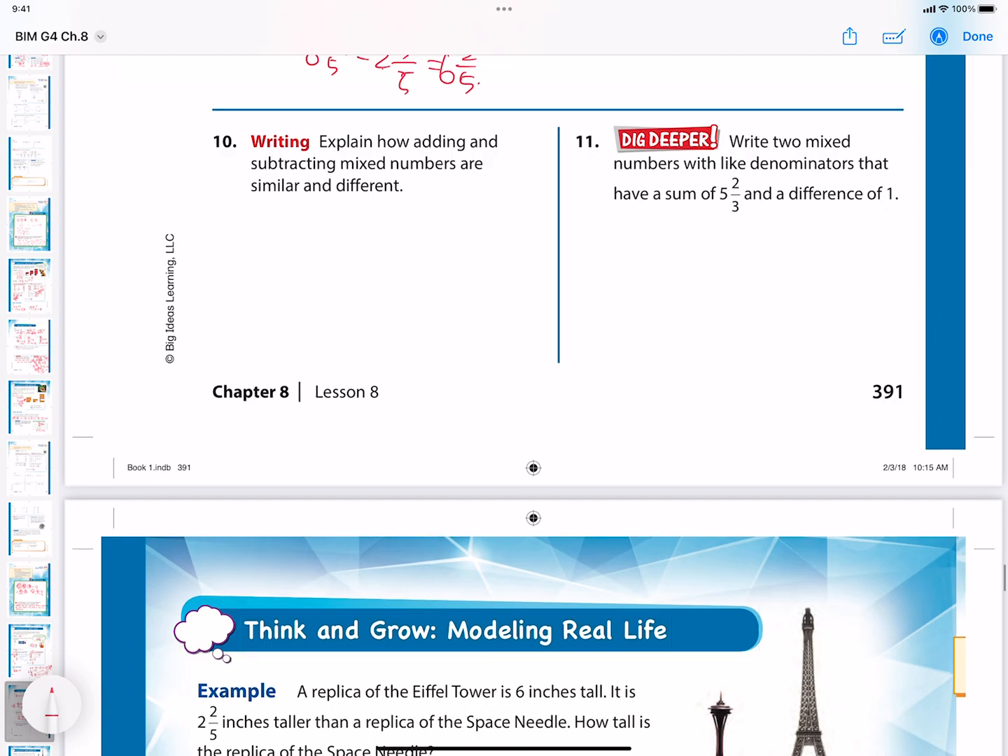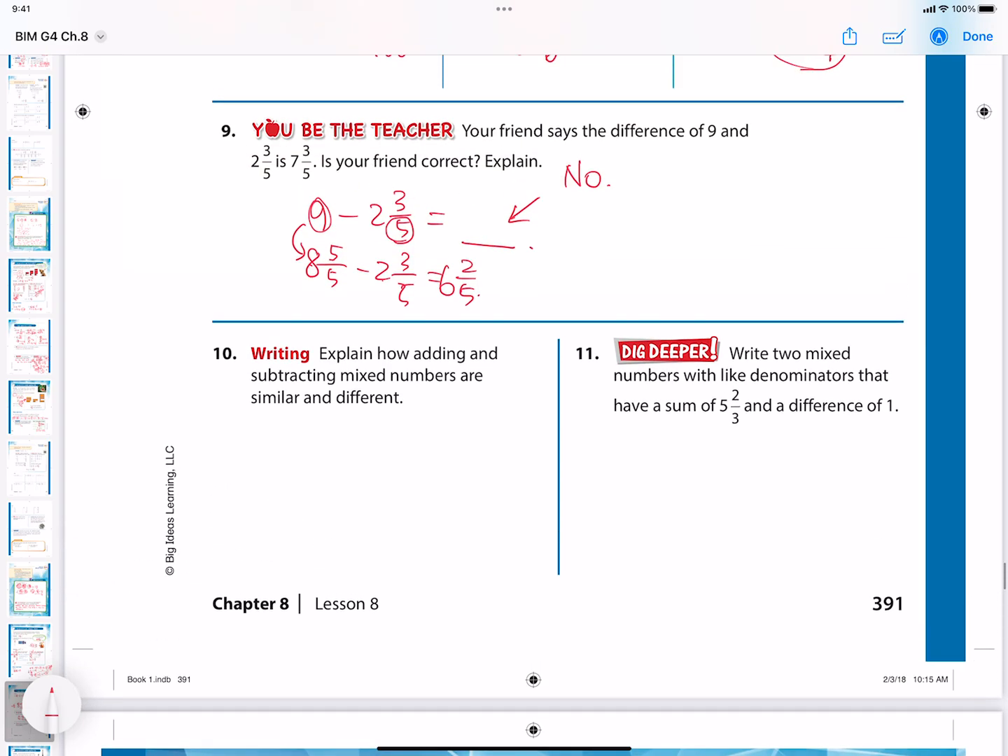Number 10. Explain how adding and subtracting mixed numbers are similar and different. The similar part is that sometimes you need to regroup when you add or subtract mixed numbers. But when you're adding, you regroup at the end. When subtracting, you regroup in the beginning. That's the difference.